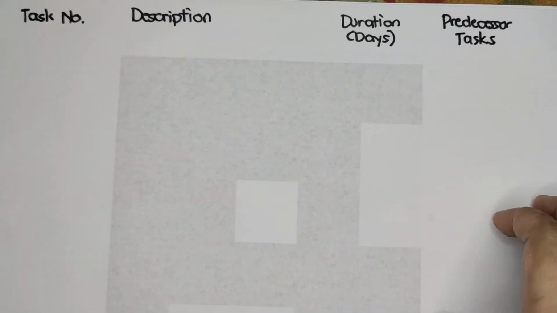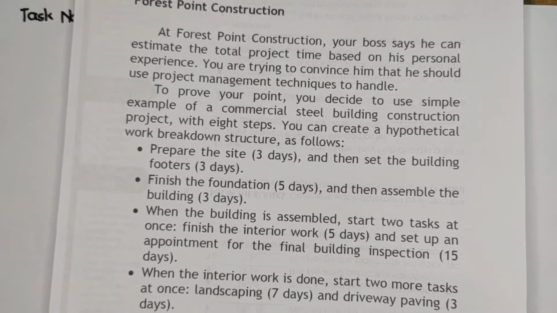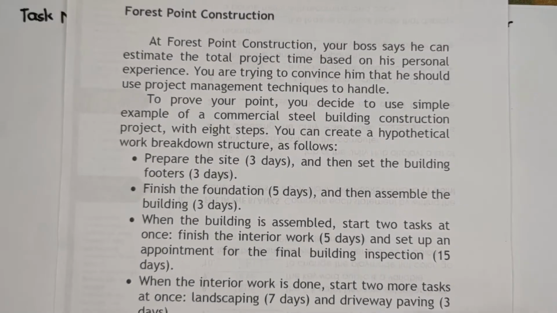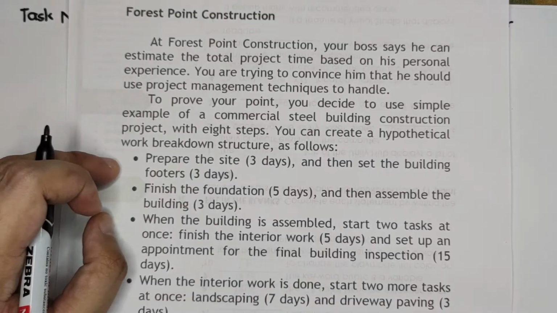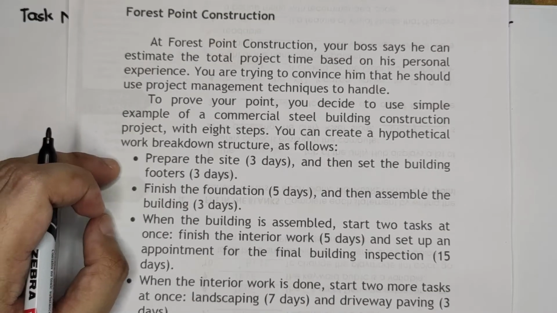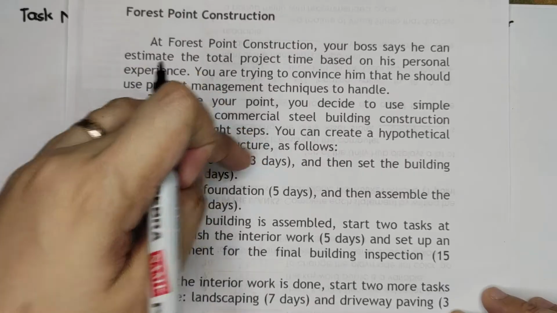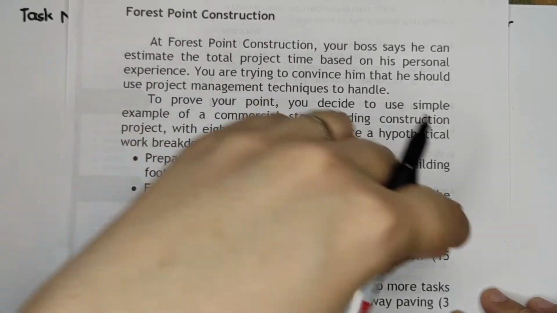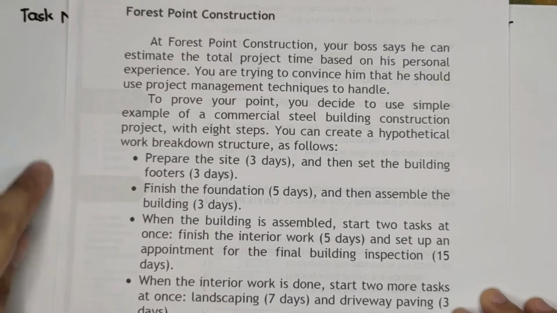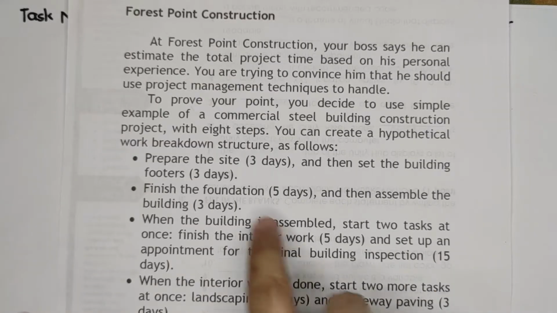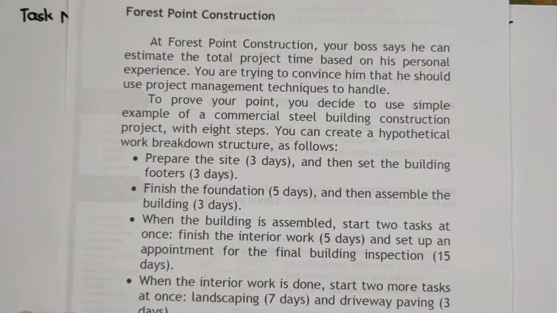Okay, let's get back to the problem again. You could already identify how many tasks you will have because of the durations. So we have 1, 2, 3, 4, 5, 6, 7, 8, 9, 10. We have 10 tasks. And then please label the tasks in the order in which they appear in the document.